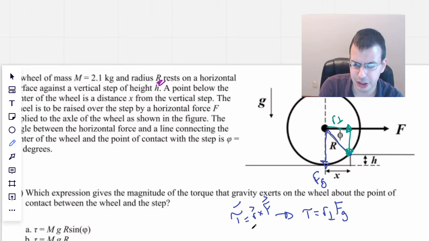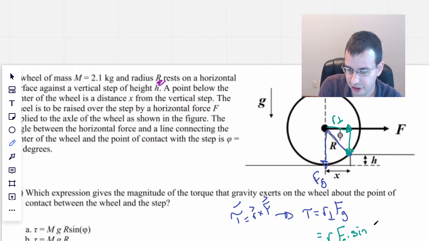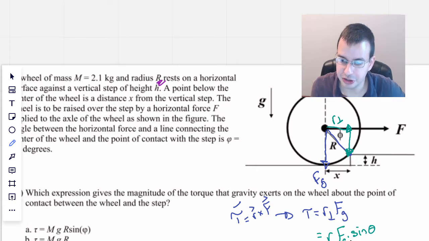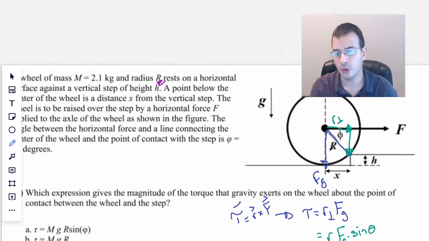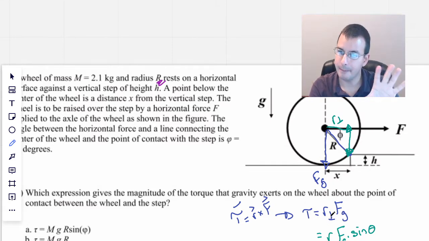There are two ways to look at this. This magnitude is also r times Fg times sine of theta, where theta is the angle between the two vectors, but sometimes that can be confusing because you have to figure out whether it is this phi right here, or whether you have to do 90 minus that. In this case it would probably be this angle, theta. But I'm not going to worry about that because I'm going to look at it as the perpendicular component of the radius times force.